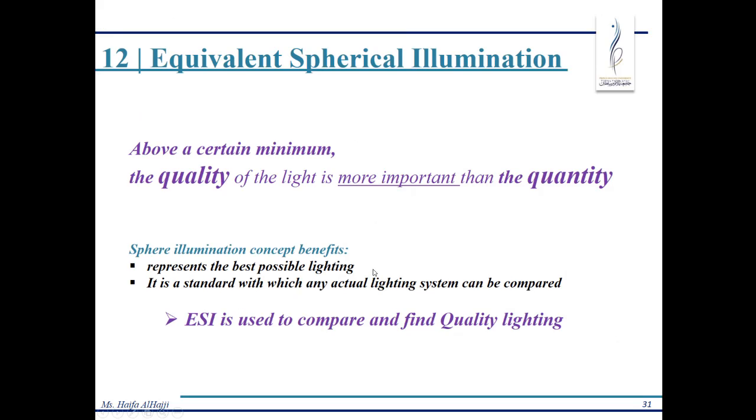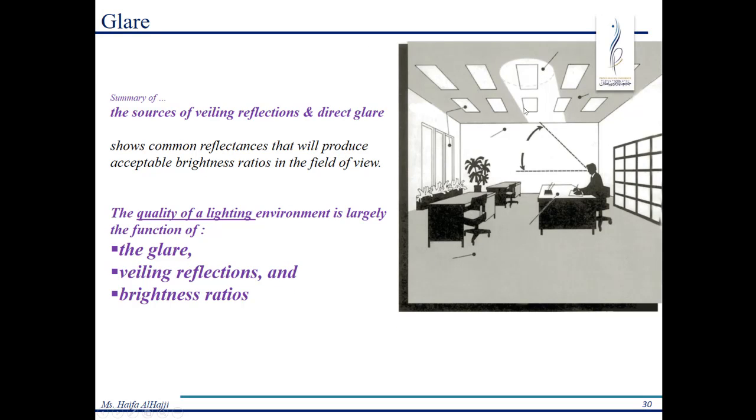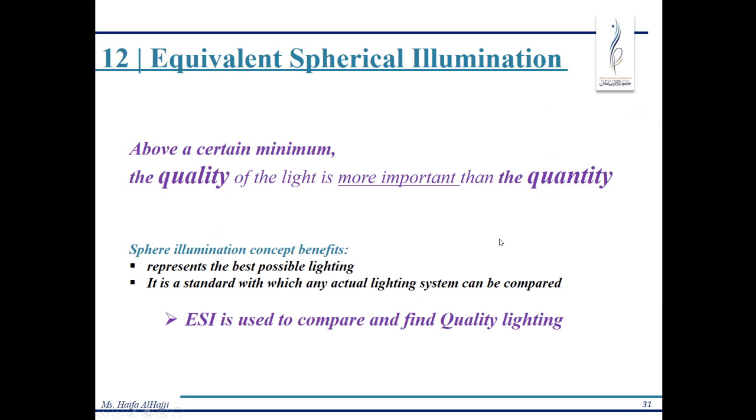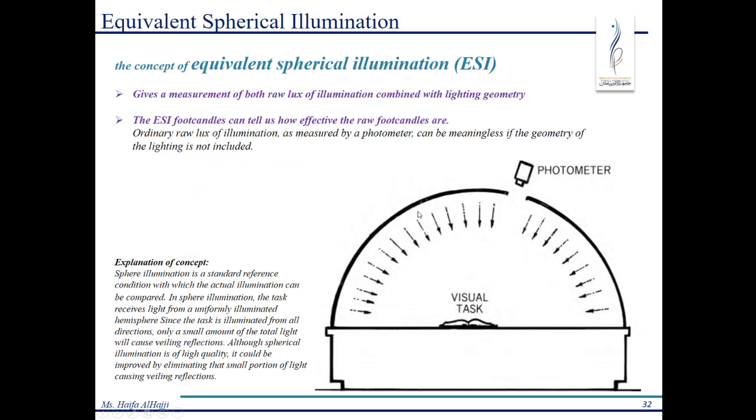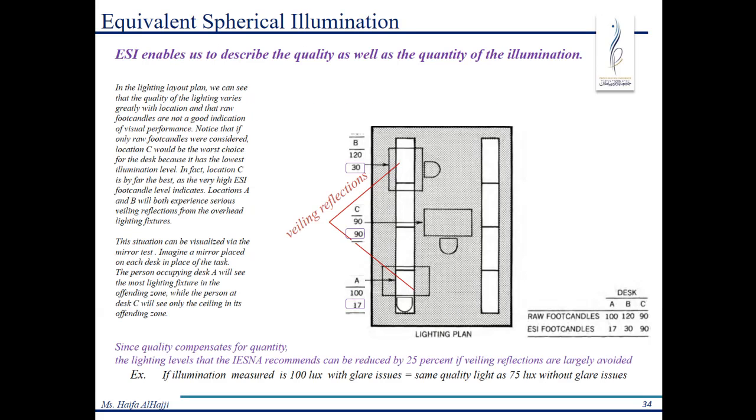Now, this equivalent spherical illumination takes into consideration the illumination falling on that task, not only the quantity, but also whether you have any veiling reflections, any low quality obscuring, reducing the quality of the visual task. As we can see here, above a certain minimum, quality of light is more important than quantity. So we need a way to measure both of them together. It enables us to compare between different light sources or light locations, for example, as you can see in this example.